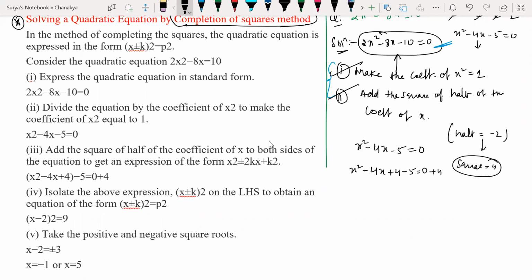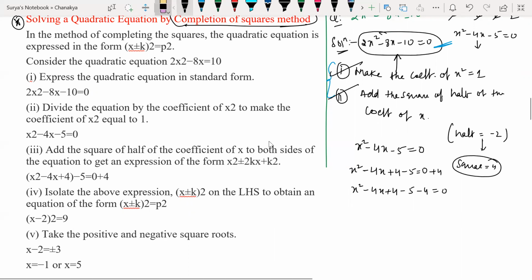Clear? Now, if you observe this properly, look at this here. Let us write that in the next step. Let us simplify this first. Plus 4 minus 5 minus 4 is equal to 0. Clear? Understood?